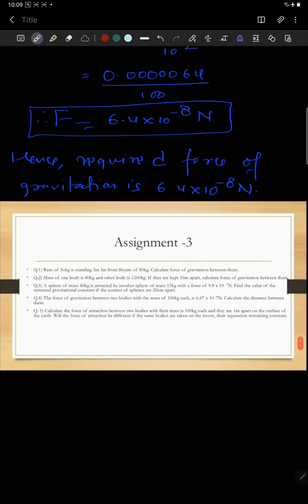Question number 3. There are two spheres. One sphere has a mass of 40 kg, and the other has a mass of 15 kg. The force of attraction between them is 9.8 into 10 to the power minus 7 Newton. If so, what is the value of the universal gravitational constant? Capital G is asked here, and the distance between them is 20 centimeter apart.